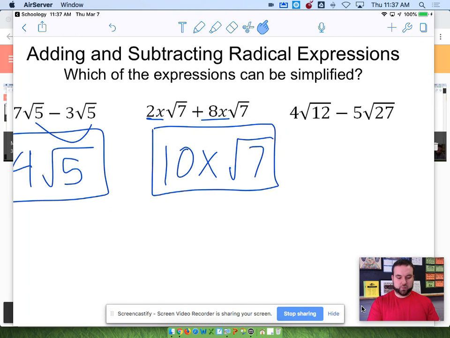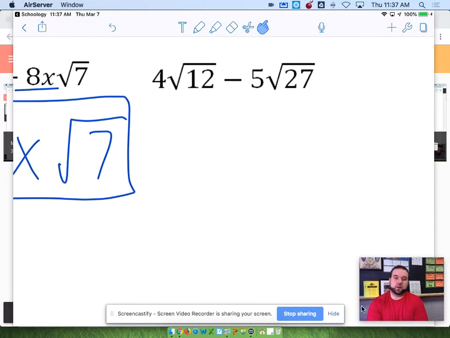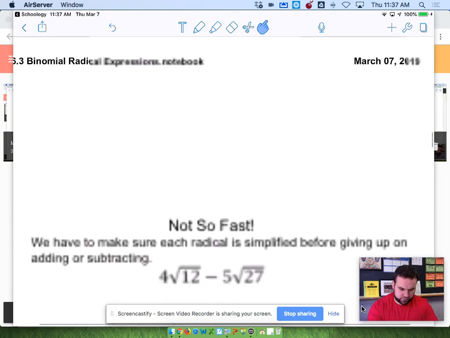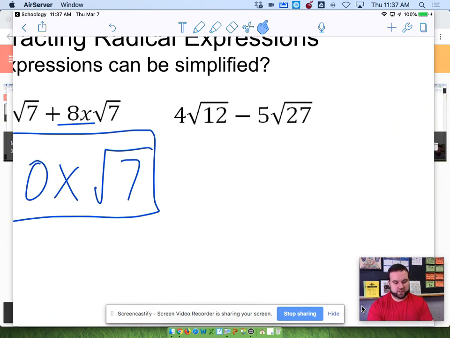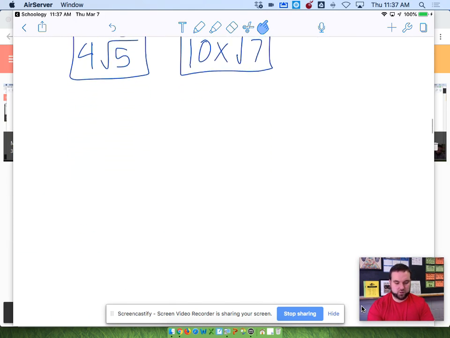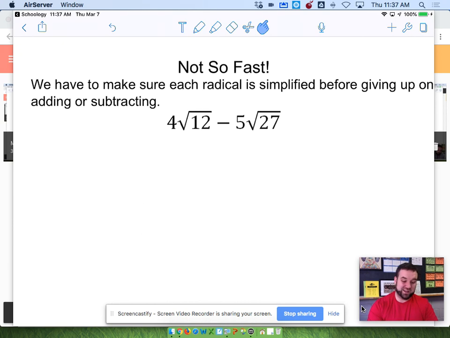And then this is where we get into the fun stuff, the new math for today: what happens for something like 4 times the square root of 12 minus 5 times the square root of 27. On the surface, that cannot be combined because 12 and 27 are not the same radicand. On the surface, this looks like it can't be combined, but what we're going to do is use what we know from 6.2, and we're going to simplify first.